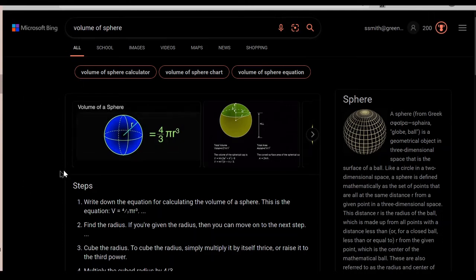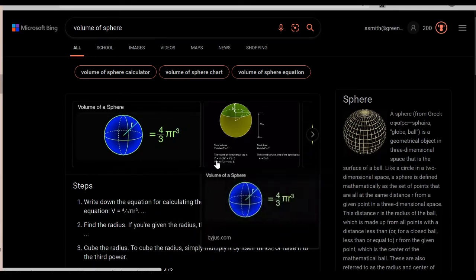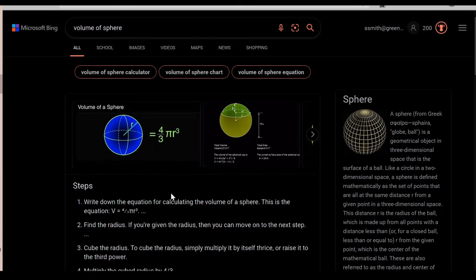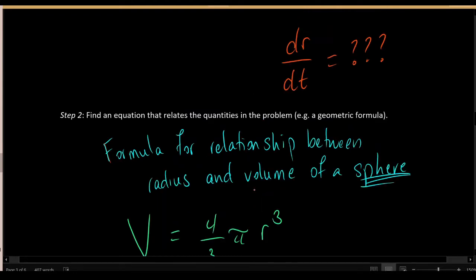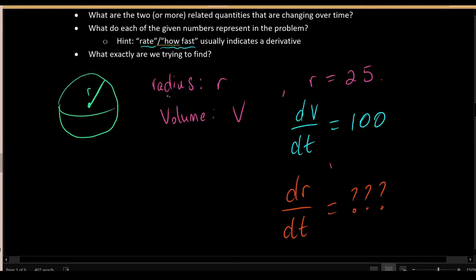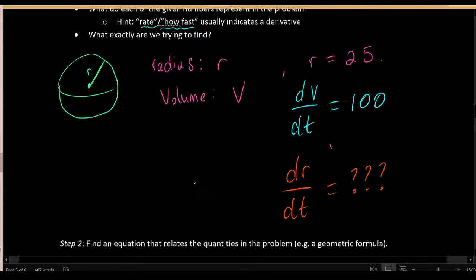So for example here, the volume of a sphere is given to me here, which is 4/3 times pi times r cubed. And that formula is great because it gives me a relationship between the two main quantities in my problem, volume and radius. So here's an equation, V equals 4/3 pi r cubed, which relates the two quantities in the problem, radius and volume.